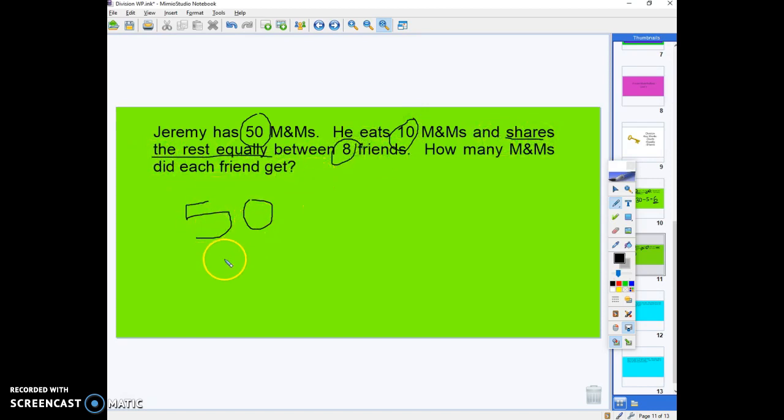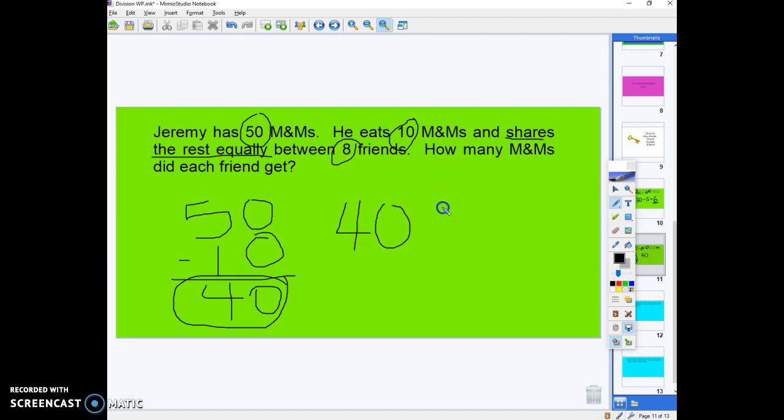So once again, he starts out with 50. He keeps 10 for himself. He eats them. So 50 minus 10 gets us 40. And then the rest is 40. So he takes this 40 and shares them equally between 8 friends. So 40 shares equally means divide between 8 friends. And there's my problem. 40 divided by 8 is 5. I could sit there and draw my 8 circles, count to 40, but I know that 8 times 5 is 40, so 40 divided by 8 is 5.